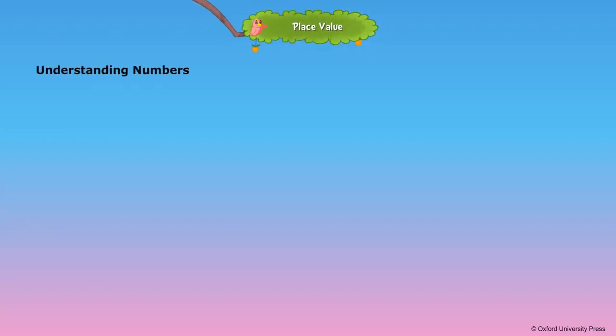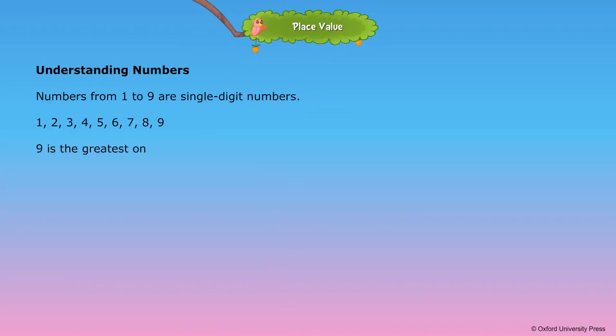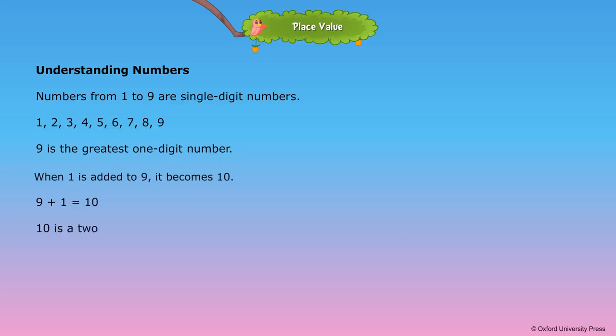Understanding numbers. Numbers from 1 to 9 are single-digit numbers. 9 is the greatest one-digit number. When 1 is added to 9, it becomes 10. 10 is a two-digit number, which has 1 in the tens place and 0 in the ones place.